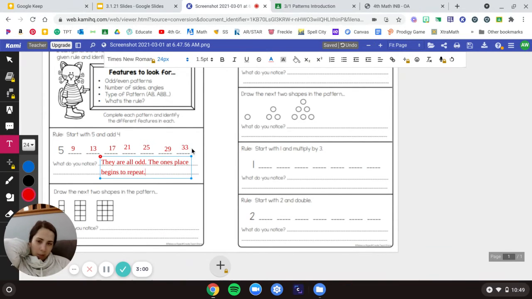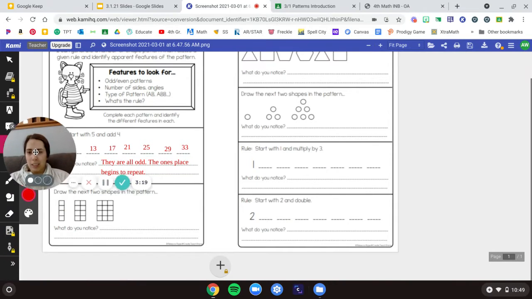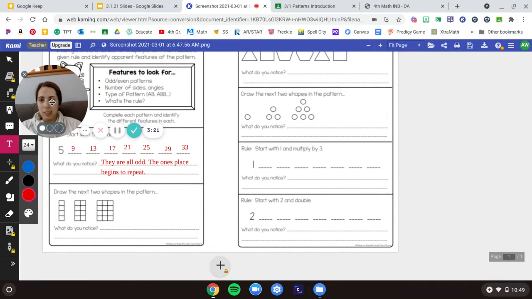So using that, what can we infer? Our ones place in our next number should be ending with a 7. And if we add 4 to 33: 34, 35, 36, 37. Keep that pattern going.